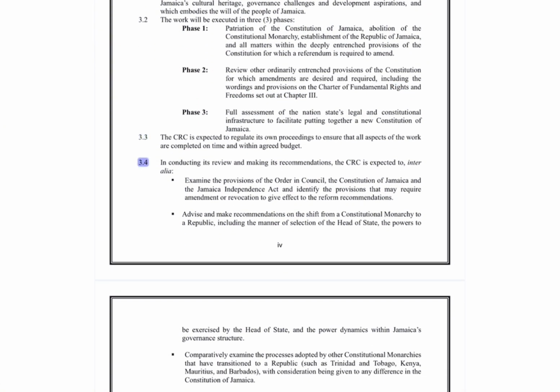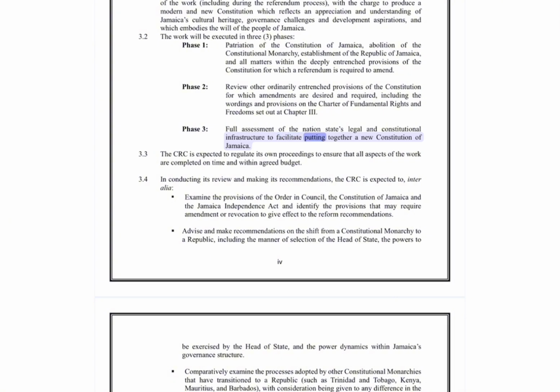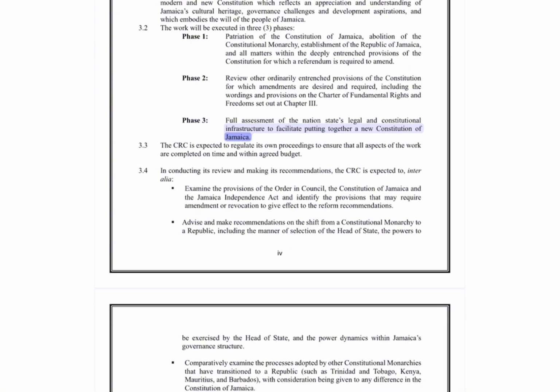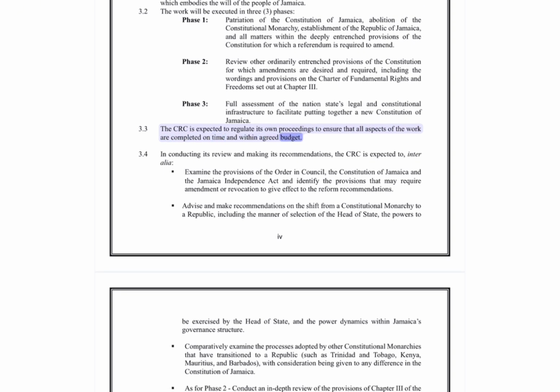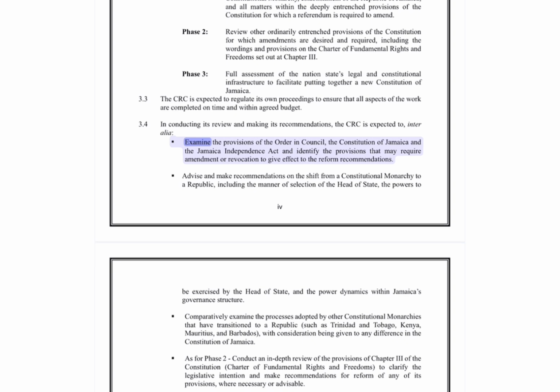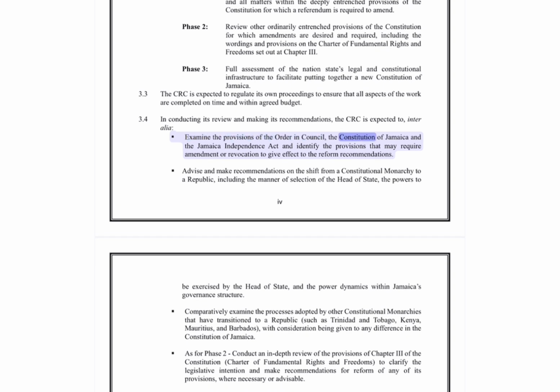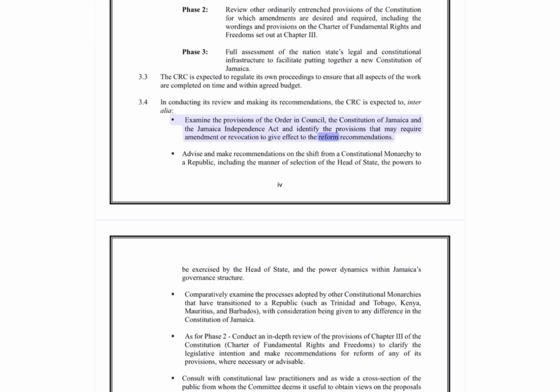3.3, 3.4. Phase 3: Full assessment of the nation-state's legal and constitutional infrastructure to facilitate putting together a new Constitution of Jamaica. The CRC is expected to regulate its own proceedings to ensure that all aspects of the work are completed on time and within agreed budget. In conducting its review and making its recommendations, the CRC is expected to, inter alia, examine the provisions of the Order in Council, the Constitution of Jamaica and the Jamaica Independence Act, and identify the provisions that may require amendment or revocation to give effect to the reform.